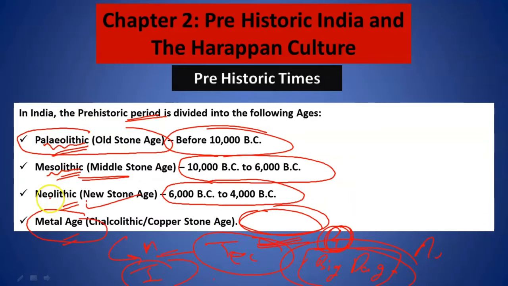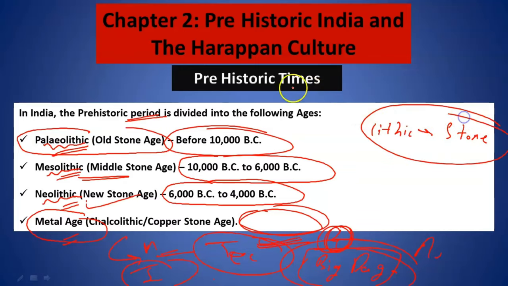What is the meaning of Mesolithic? What is the meaning of Neolithic? See, lithic means stone, means patthar. Lithic ka matlab hota hai patthar. Paleo means old. That is why it is the Old Stone Age. Meso means middle. That is why it is the Middle Stone Age. Neo means new, and that is why it is the New Stone Age. I hope this point is clear.